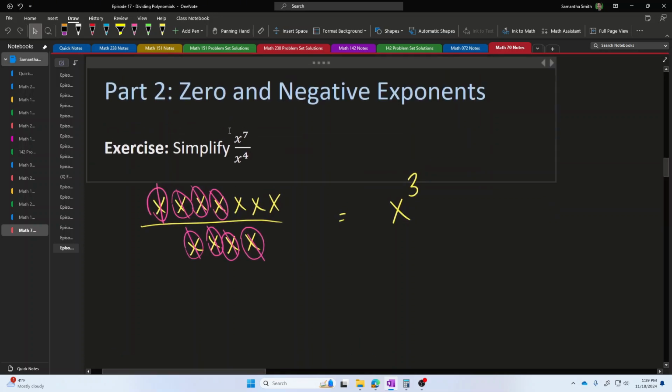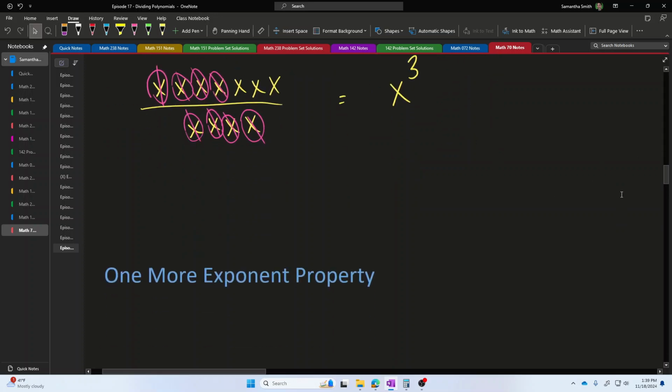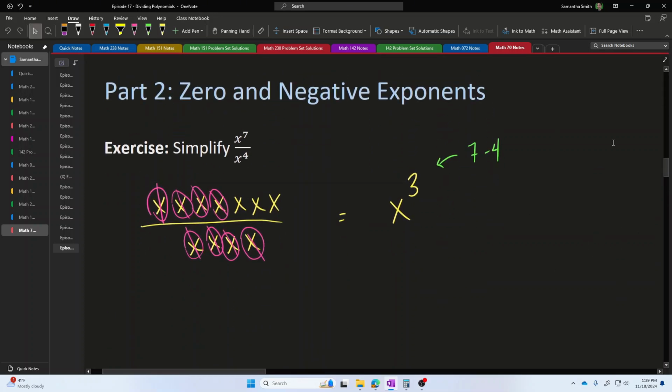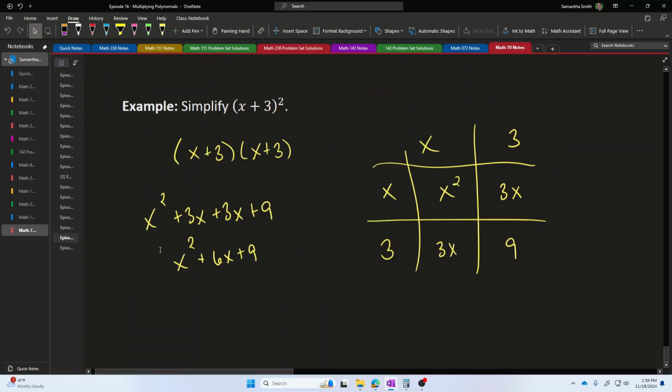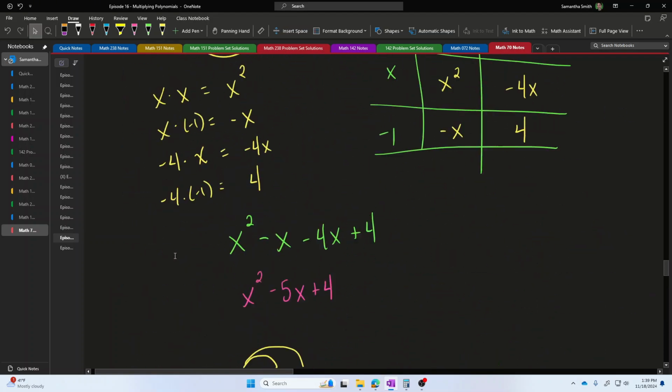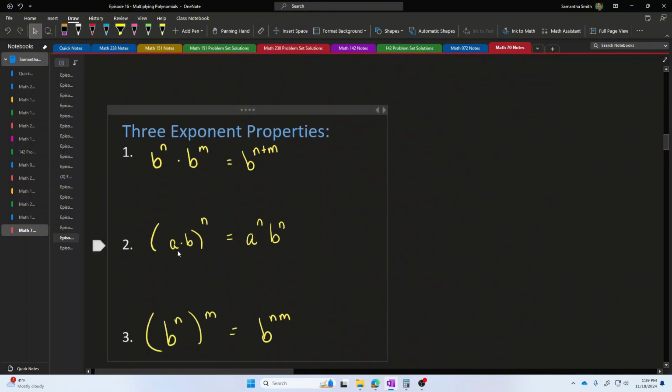Now, notice what's happened here. I had 7 x's in the numerator, and I deleted the 4 x's that were in the denominator. And I was left with 3 x's, 3 being the difference of the two exponents, the 7 in the top, take away the 4 in the bottom. And so this observation gives us one additional exponent property to add to the list of 3 exponent properties that we wrote down in episode number 16.